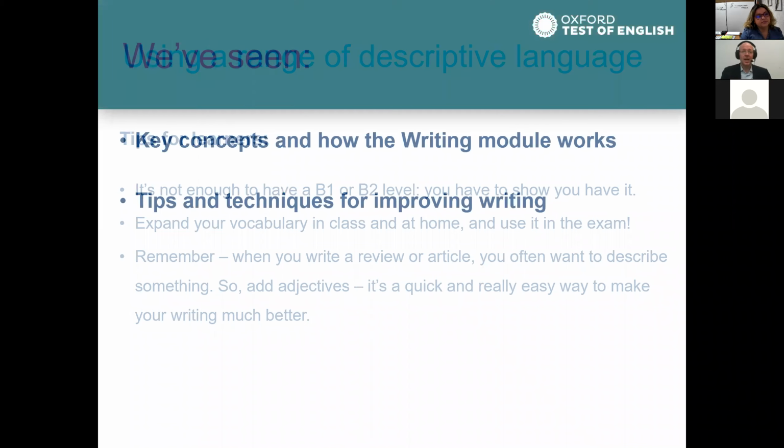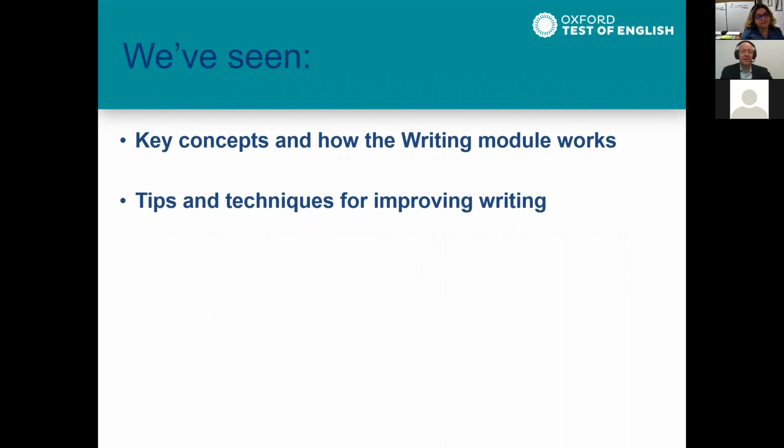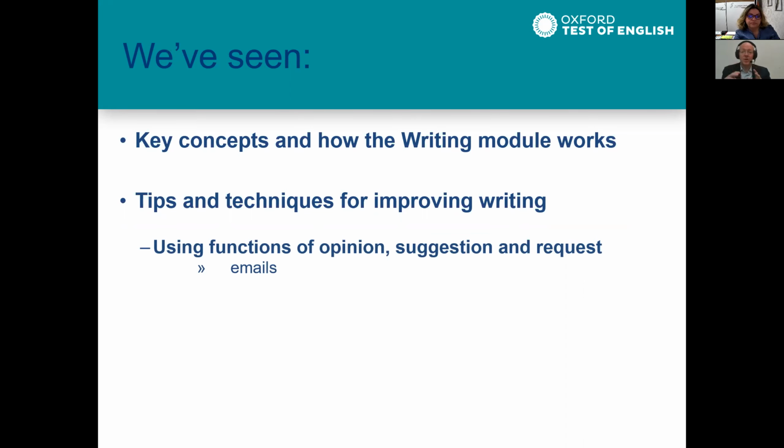Okay. So in this workshop, we've seen the key concepts of writing and how the Oxford Test of English writing module works. We've looked at tips and techniques for improving your writing. We looked at functions of opinion, suggestion, and request in the emails. So in the emails, you have to give your opinion about something. You have to make a suggestion. You have to ask somebody to do something. And you have to make it very clear that you are giving an opinion, that you are suggesting, you are asking for something. That has to be clear.